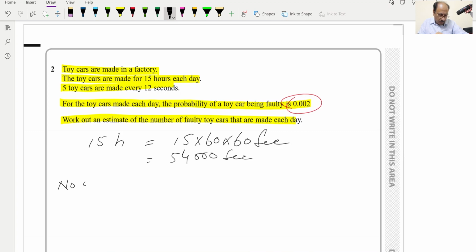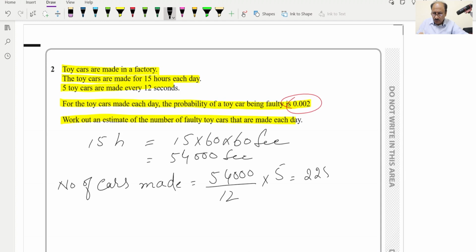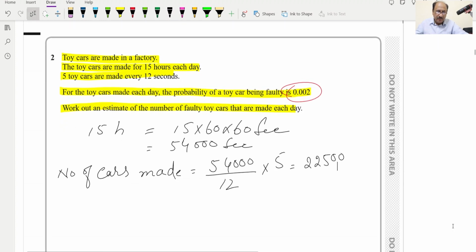Now after converting into seconds, number of cars made. So the number of cars made in this time will be equal to, so in 12 seconds 5 cars are made. So how many 12 seconds are there, and each 12 seconds is sufficient for 5 cars. So this will be equal to the fraction, we can multiply 54000 by 5, and this will be divided by 12, and this will be equal to 22500 cars.